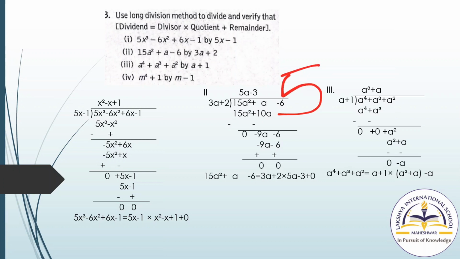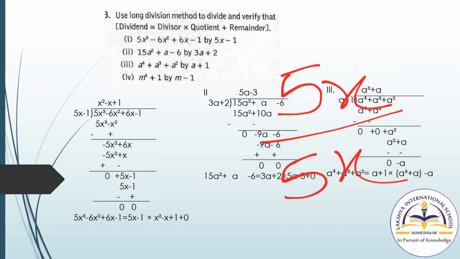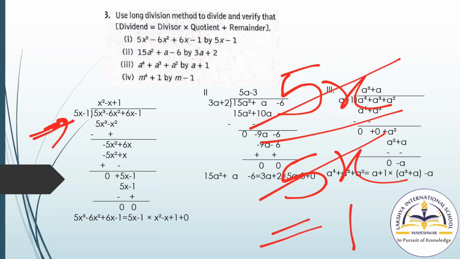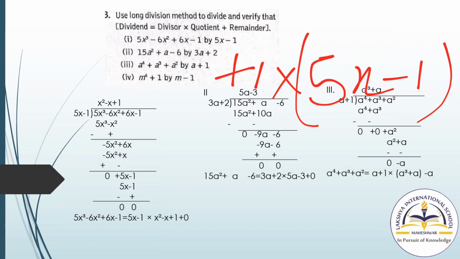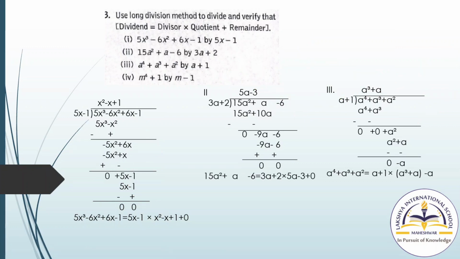Here it is 5x divided by 5x. So 5x by 5x cancels, giving plus 1. So here we have mentioned plus 1. Now plus 1 multiplied by 5x minus 1. So we have written 5x minus 1, and this minus 1 came from the question itself. Now again we have to interchange the sign. Here it is minus, here you have to write plus, and here it is plus, so here you have to write minus. Now you can see this will cancel out. So the remainder is 0.